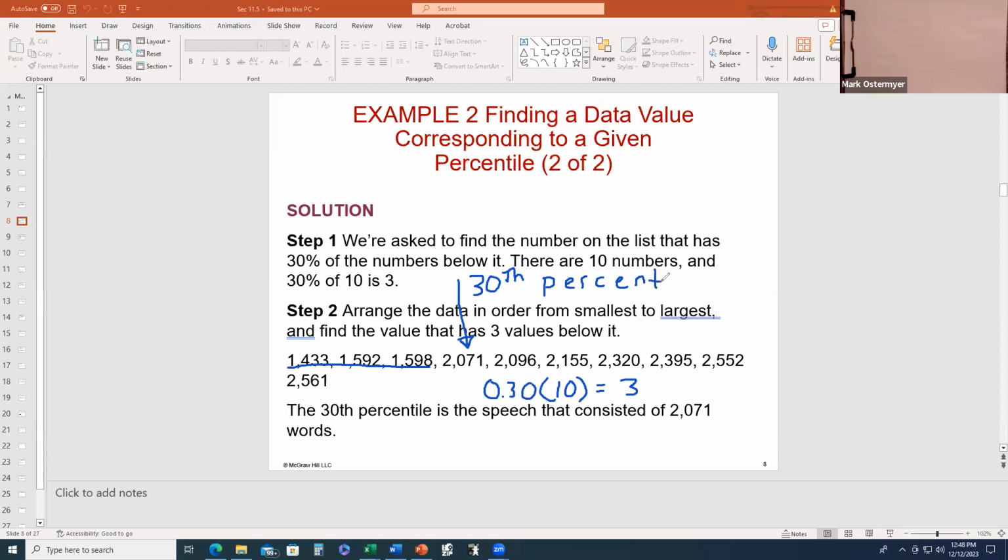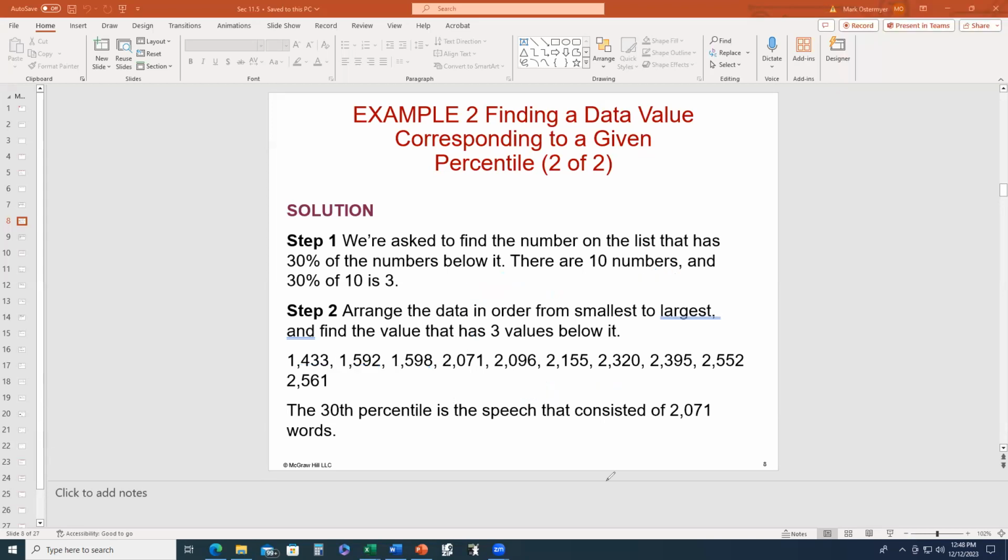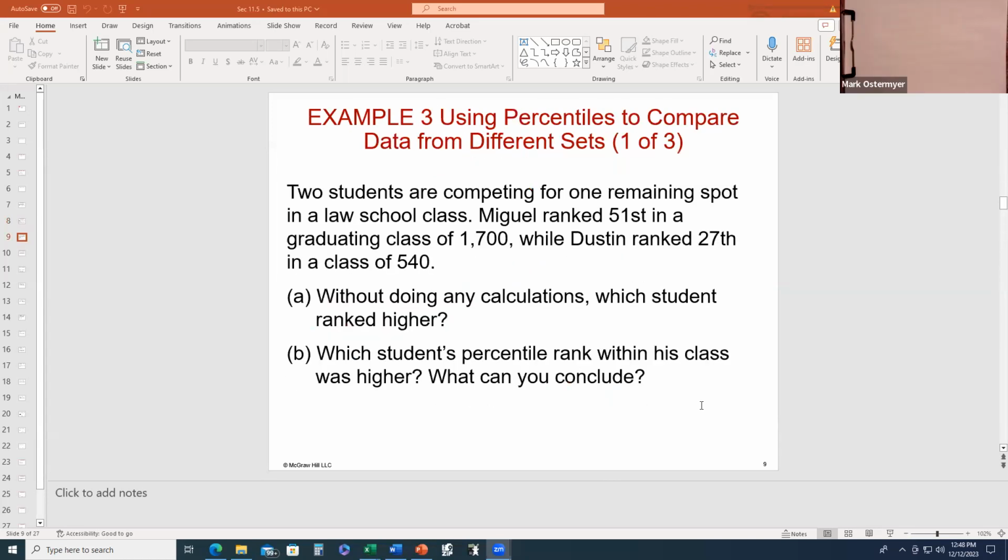Does that make sense how we found the 30th percentile of this data set here? So 2071 is the 30th percentile of this data set because 30% of the observations, which in this case is 3 out of 10 observations, lie below that value. And 70% of your observations are above that value. That's why that's called the 30th percentile. Are we clear on how we found that there for that data set? Yes. Okay, so hopefully this is somewhat clear.